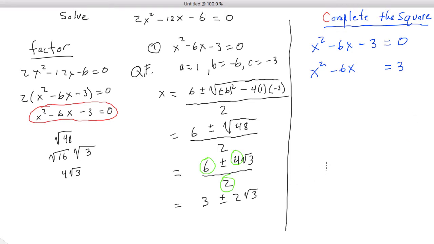All right, so down here somewhere, since I usually do it to the left, but I don't have enough room, I'm going to write my b is negative 6, b over 2 is negative 3, and b over 2 squared is 9. So that's the 9 that I'm going to add to both sides. I'll show you that in red. Plus 9 here, plus 9 here.